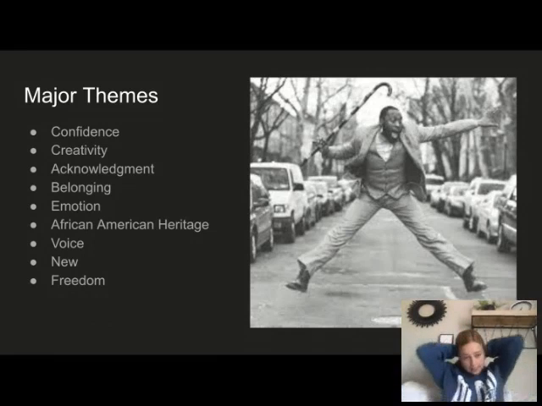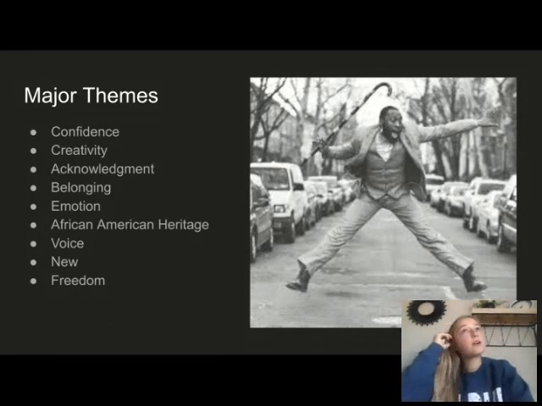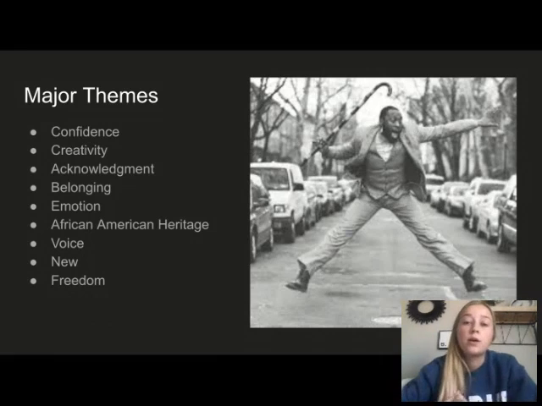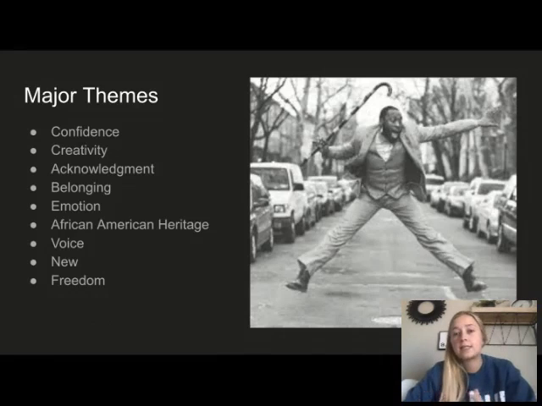So confidence, because I think this was the first time that more than just a few writers or poets could be confident in their works of art and could produce them and be successful. Creativity, obviously, because this revolved around arts. So it was really showing the creativity of African Americans.